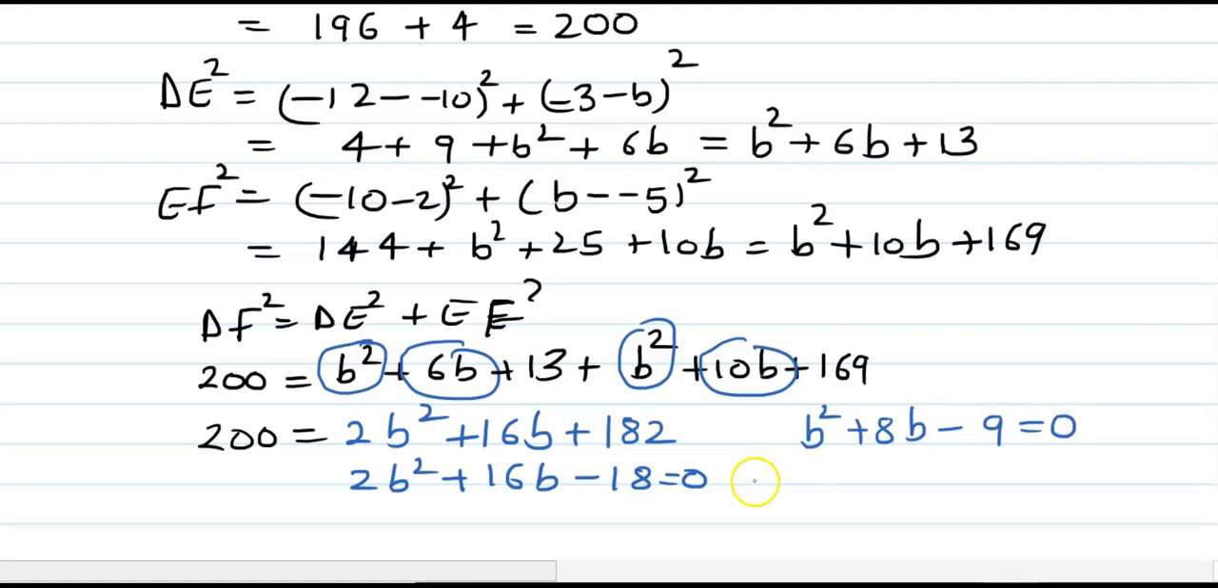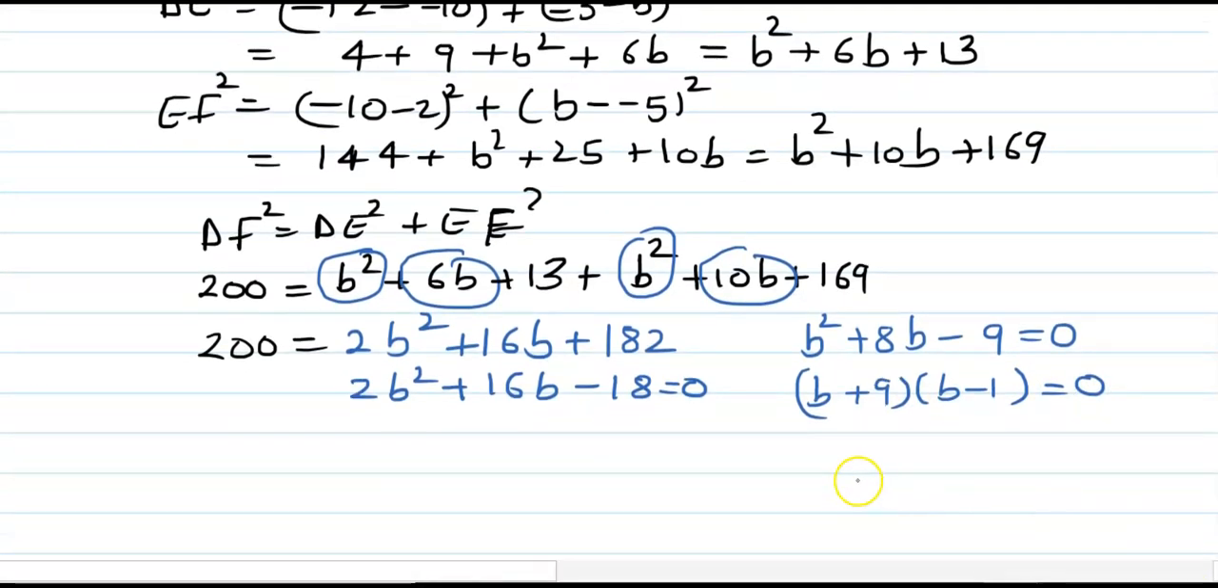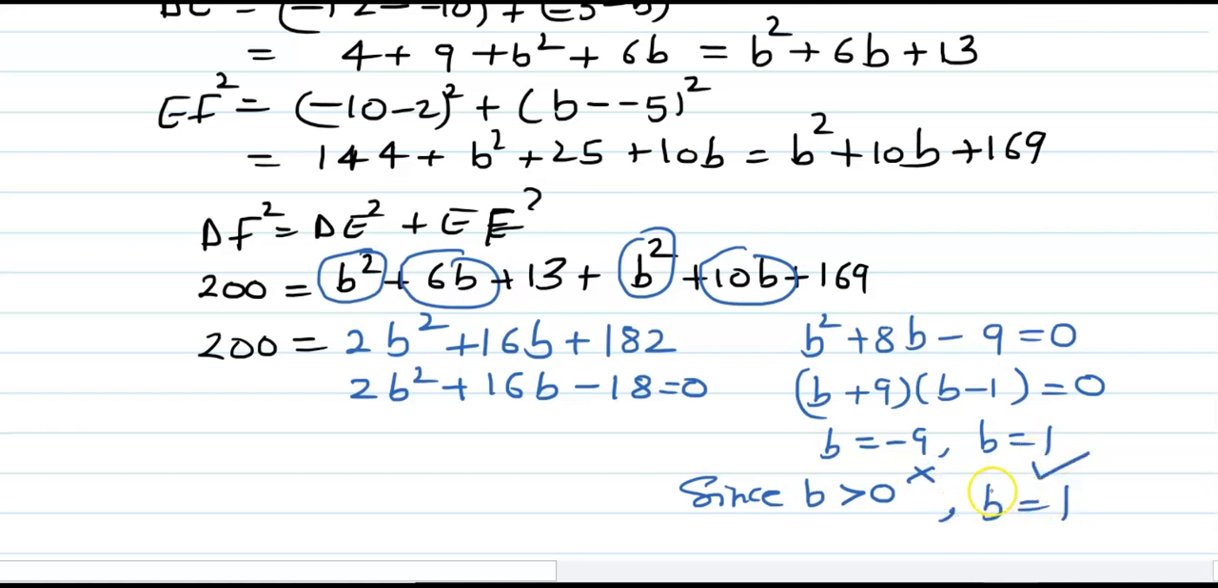and we can factorize it. So it will be b plus 9 and b minus 1 equal to 0. So we got here b is minus 9 and b equal to 1. Because it is given b is greater than 0, we can neglect this value, and we go for this value, that is b equal to 1.